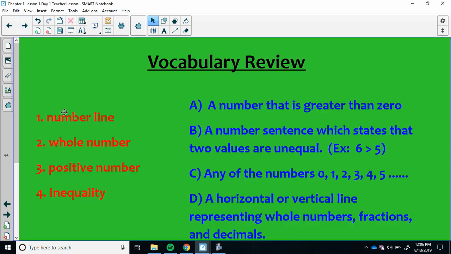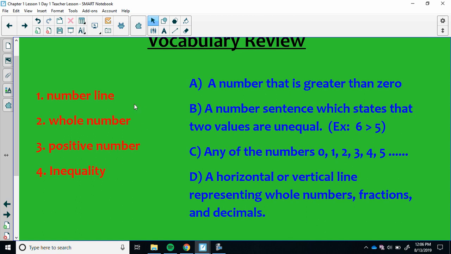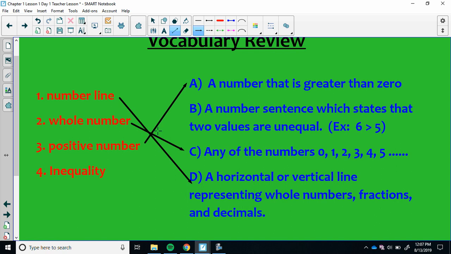Let's take a look at some vocabulary words that you'll need to use during this section. Number line. A number line is a horizontal or vertical line representing whole numbers, fractions, and decimals. So if I draw a line from here to there, that's a number line. A whole number is any of the numbers starting with 0 and going on up to 1, 2, 3, 4, 5, and it goes on forever. A positive number is a number that's greater than 0, and an inequality is a number sentence which states that two values are unequal.